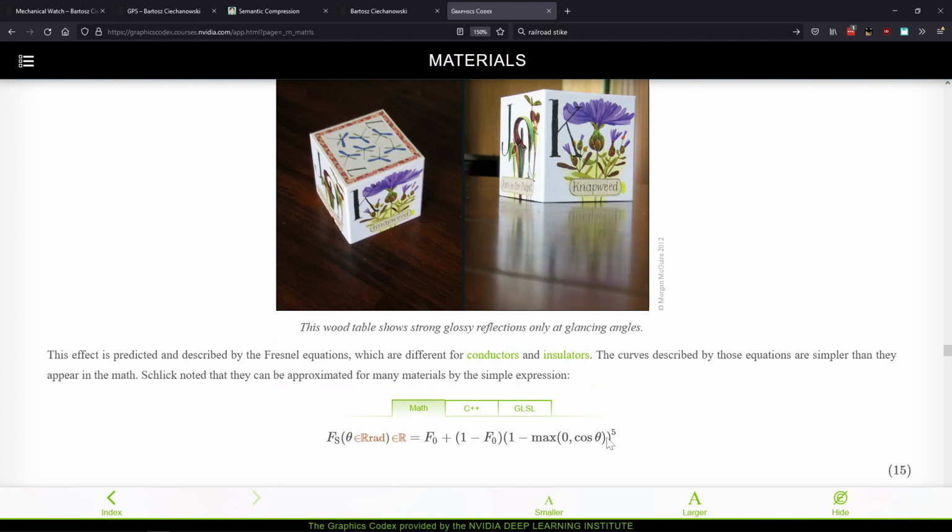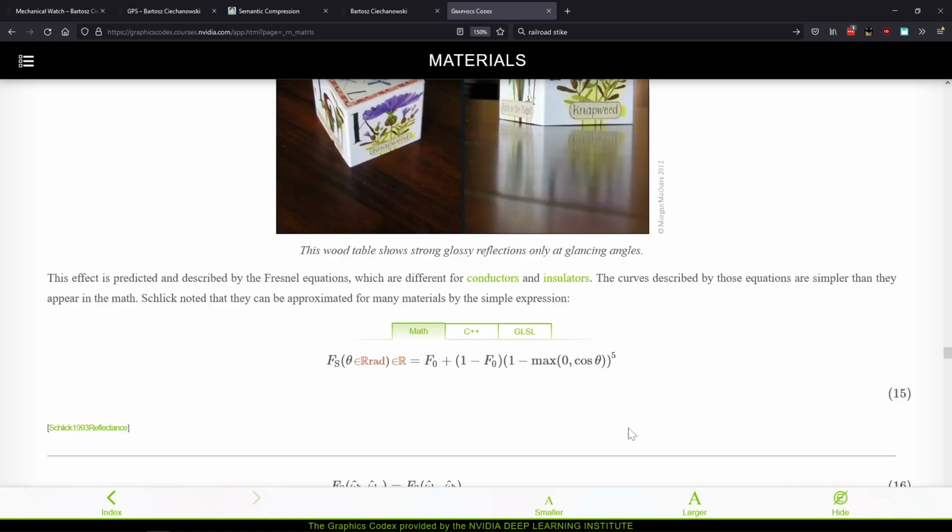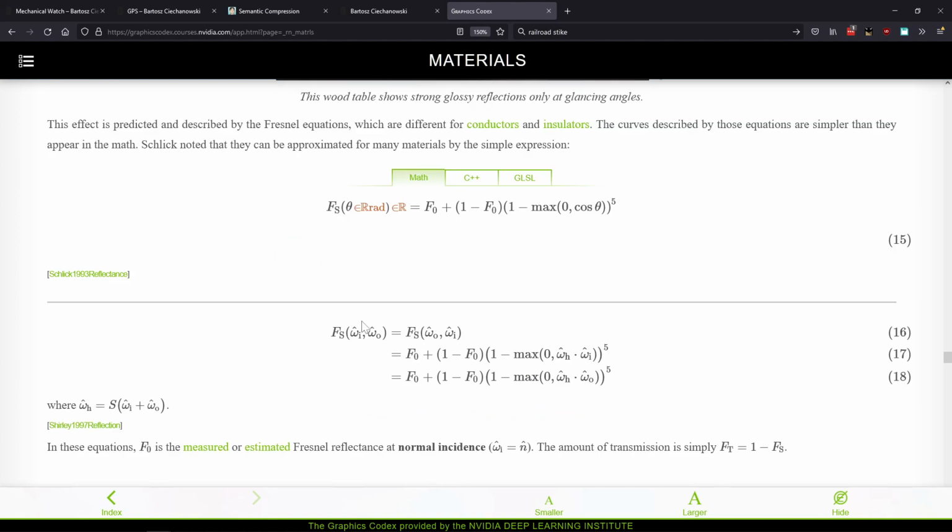And then we have this famous approximation by Schlick, which has given me NaN bugs once upon a time. But other than that, it's a really good approximation, where you take the F. Does it explain what the things are? F0 is the measured or estimated Fresnel reflectance at normal incidence, so looking straight down or straight at the surface.